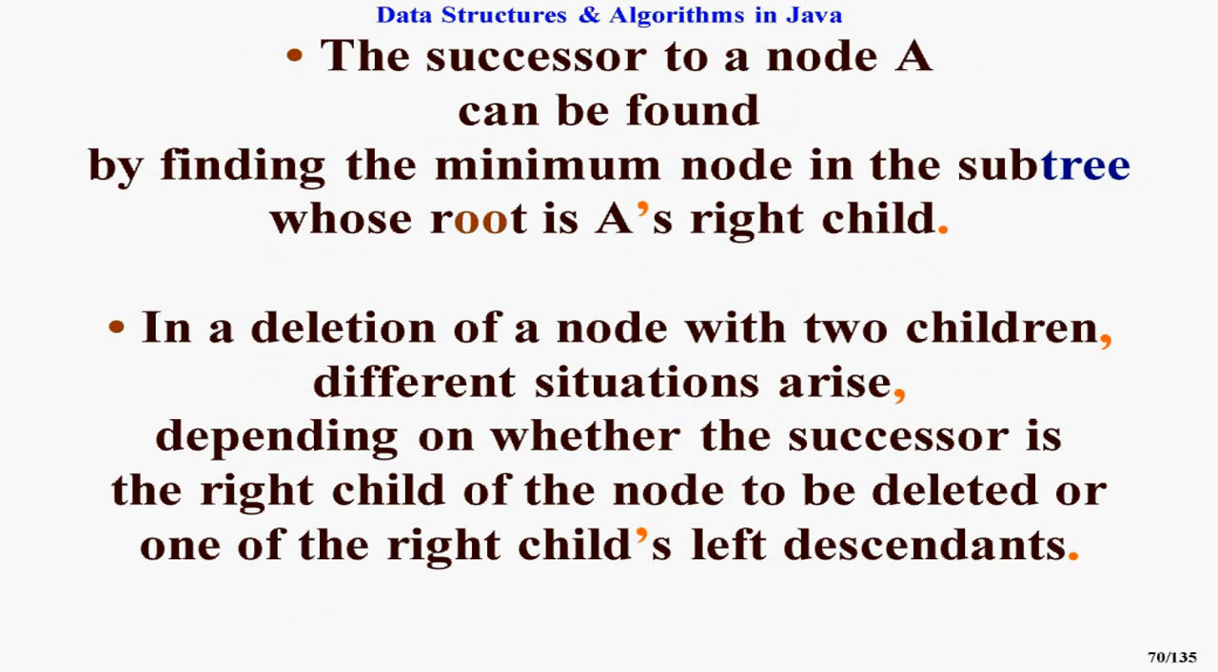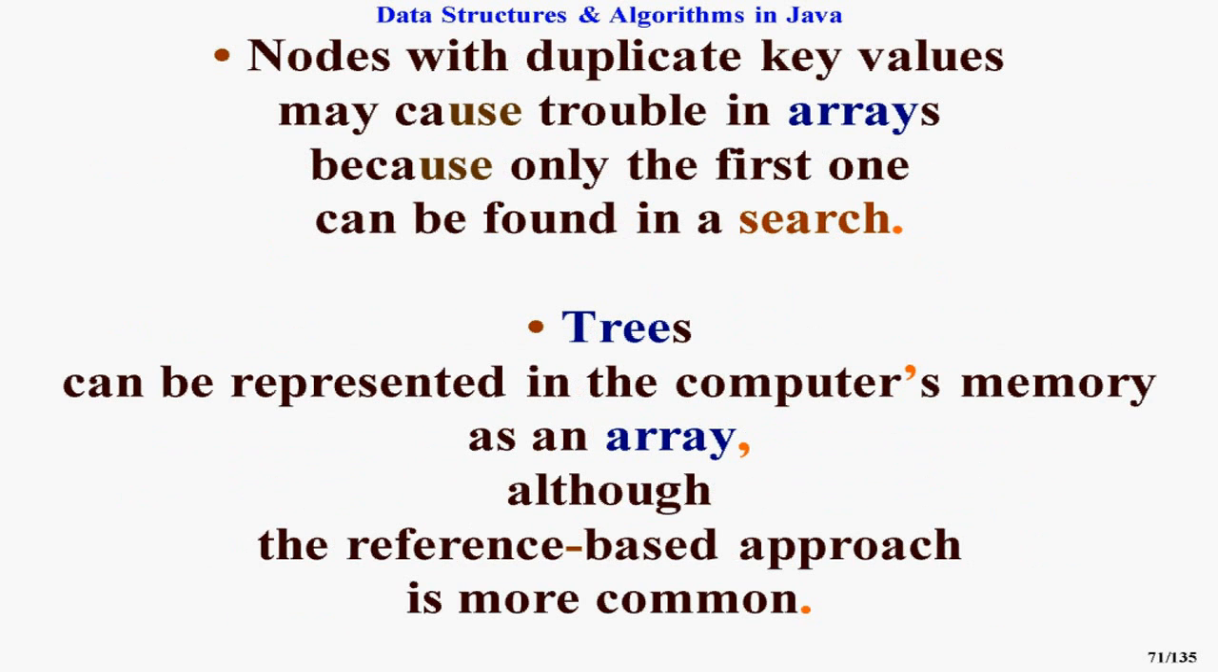A's right child. In the deletion of a node with two children, different situations arise, depending on whether the successor is the right child of the node to be deleted or one of the right child's left descendants. Nodes with duplicate key values may cause trouble in arrays because only the first one can be found in a search. Trees can be represented in the computer's memory as an array, although the reference-based approach is more common.